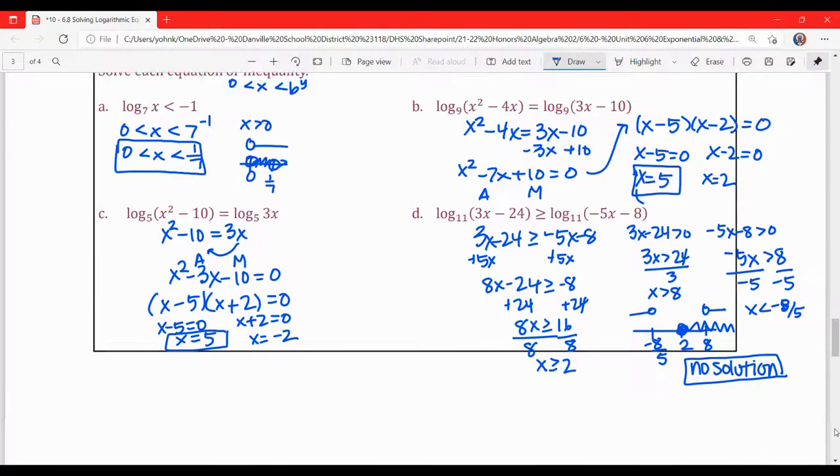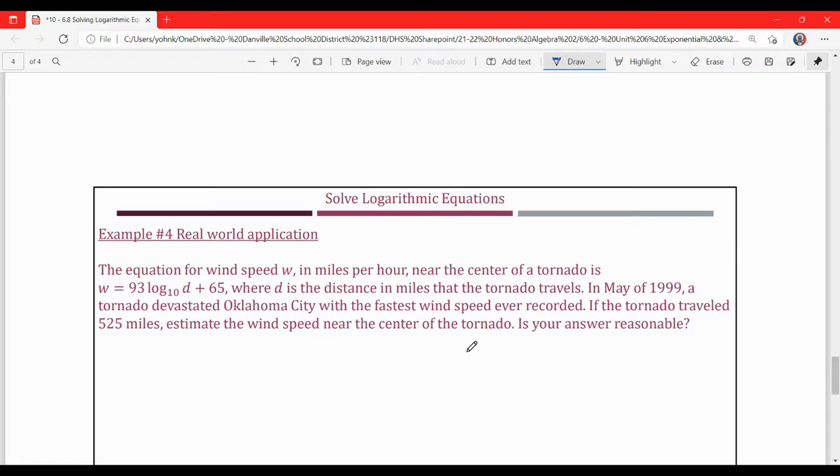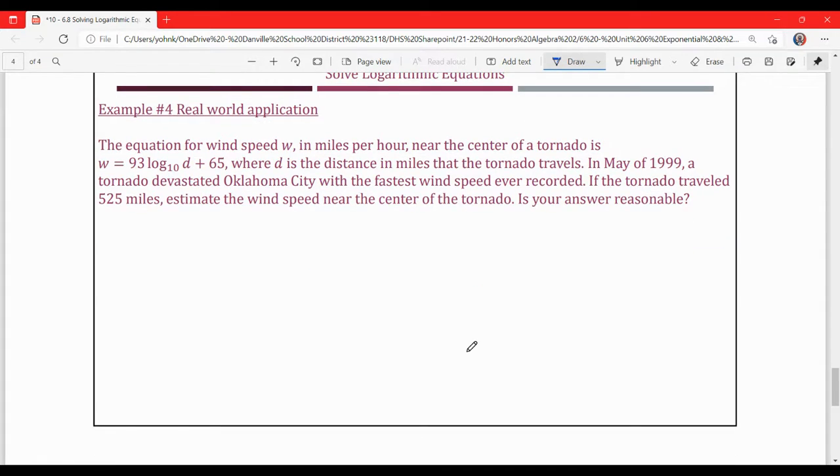All right, we have two word problems to talk about. First one has to do with speed of winds. The equation for wind speed W in miles per hour near the center of a tornado is W equals 93 log base 10 of D plus 65, where D is the distance in miles that the tornado travels and W is the wind speed. In May of 1999, a tornado devastated Oklahoma City, the fastest wind speed ever recorded. If the tornado traveled 525 miles, estimate the wind speed near the center of the tornado.